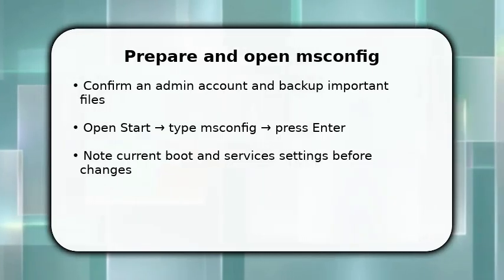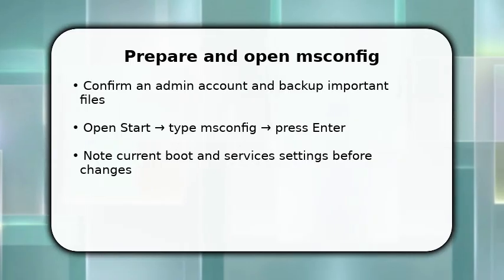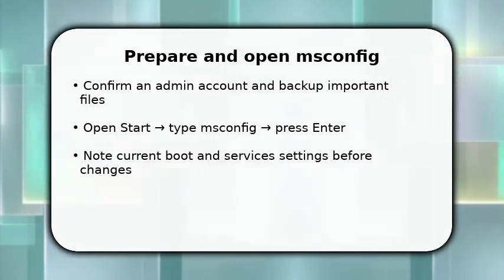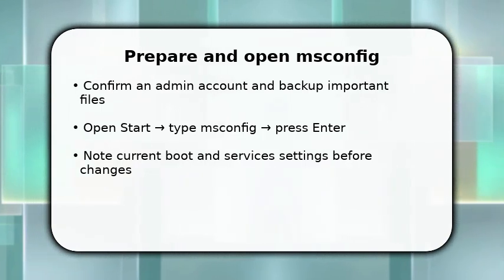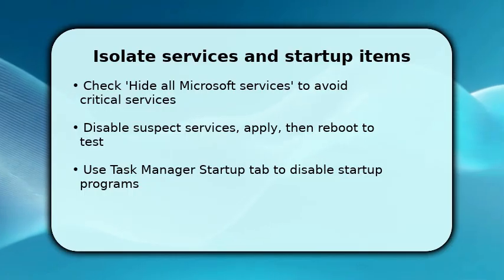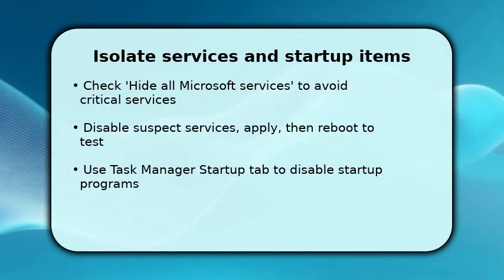Make sure to check Hide all Microsoft services first to isolate problems, because disabling third-party services often reveals whether the config issue is caused by added software. Once done hiding Microsoft services, systematically uncheck suspect third-party services so you can test stability without essential OS components affected. Apply the change and reboot.